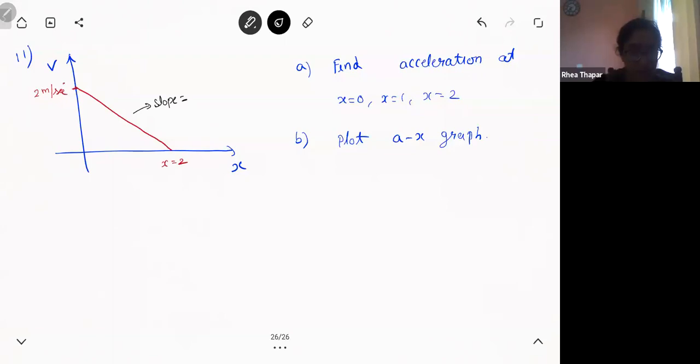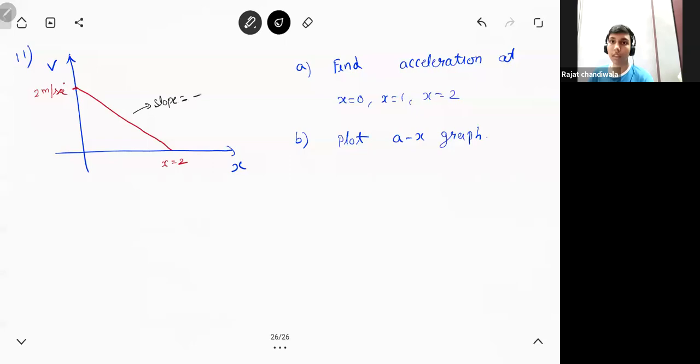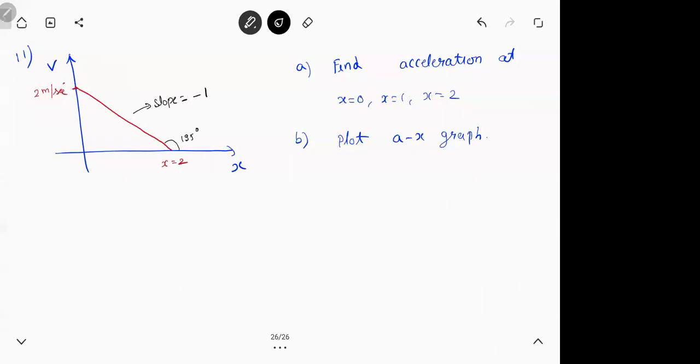Minus 1. The angle is 135. Be careful, right? So, fine. Then acceleration. At x is equal to 0, what is the acceleration? V into dv by dx. What is the velocity at x is equal to 0? 2, no? At x is equal to 0 here, the velocity is 2. Slope is -1, so -2.